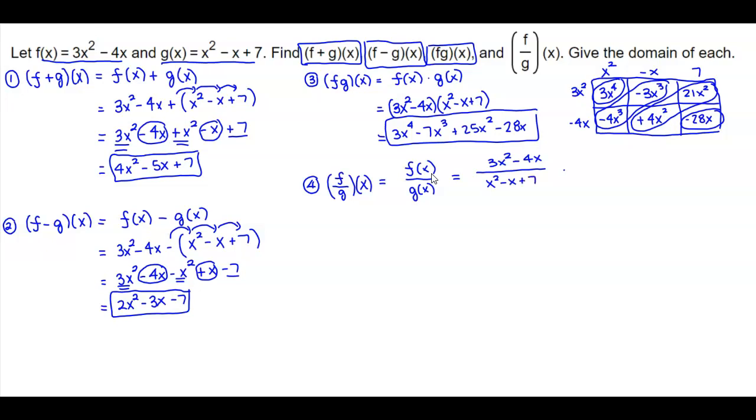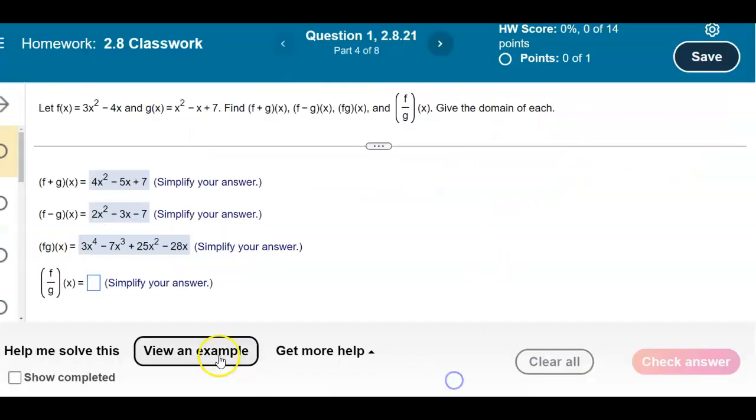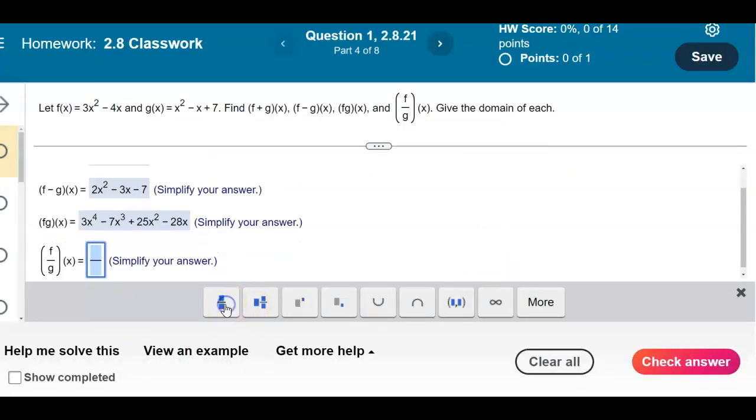Okay, now if we wanted to simplify it a little further and we factored out an x, we would get 3x minus 4 all over x squared minus x plus 7. Now this is the simplified form, but my math lab wants you to put this answer in. So we're going to put this result in, which is 3x squared. Well, first we're going to put our fraction in.